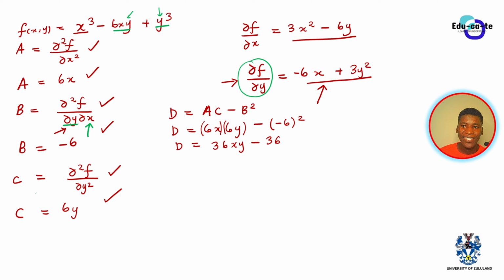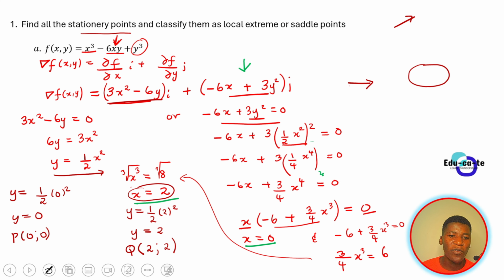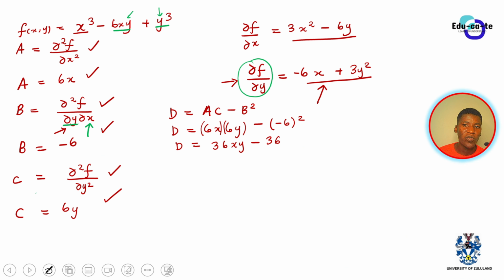Now let us go into the classification. Remember the stationary points that we found: we have two of them. We have P given by (0, 0), and we also have Q given by (2, 2). So we have two of them.